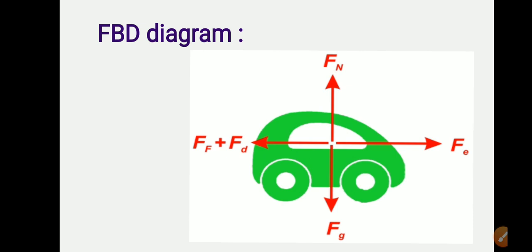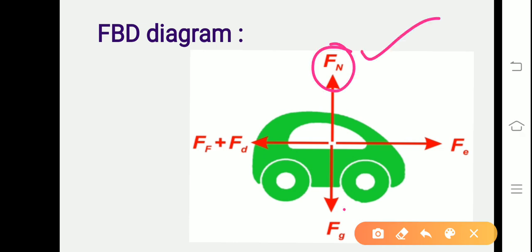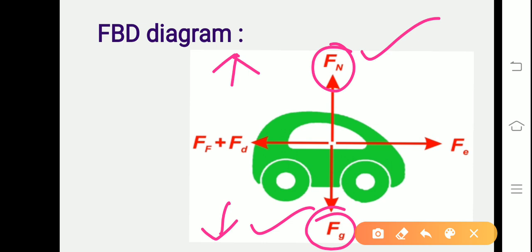Here is the diagram. It is FBD diagram, and there are 4 forces acting on the body. Here one is Fn, normal force, Fg, gravitational force working downwards, and normal force acting opposite to the gravitational force, so always in the upward direction. And Fe is the external force, and Ff is the frictional force, and Fd is the direction of force.